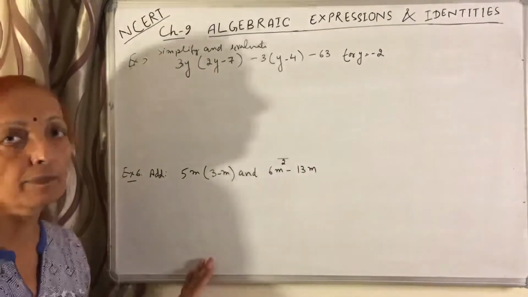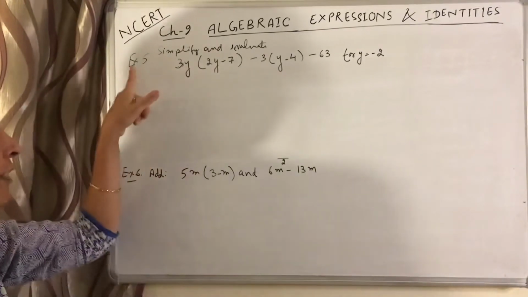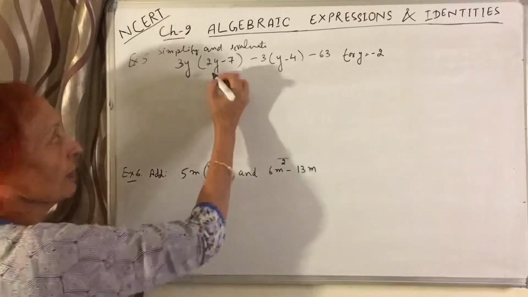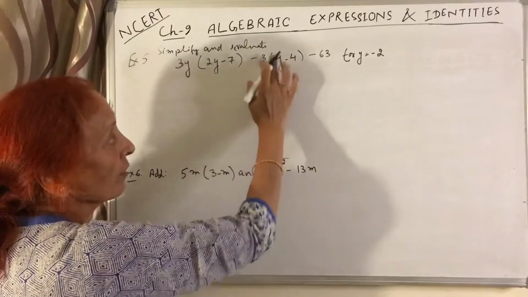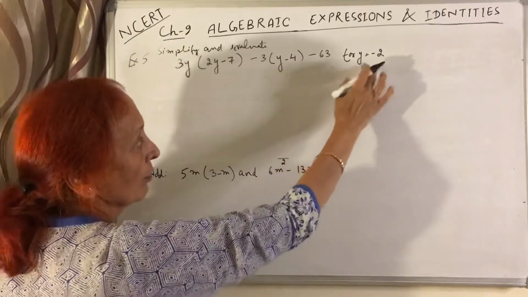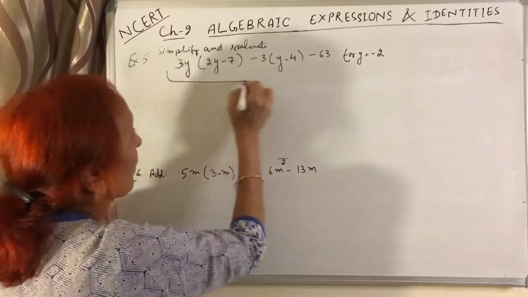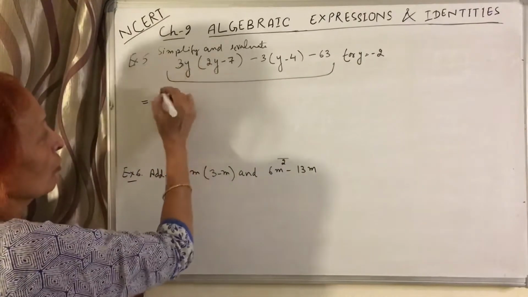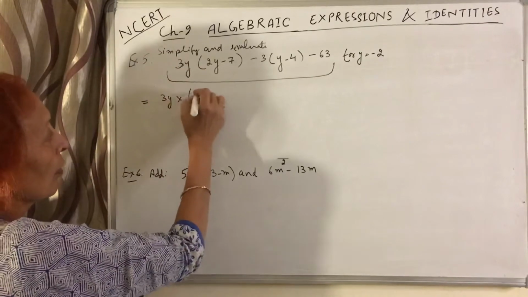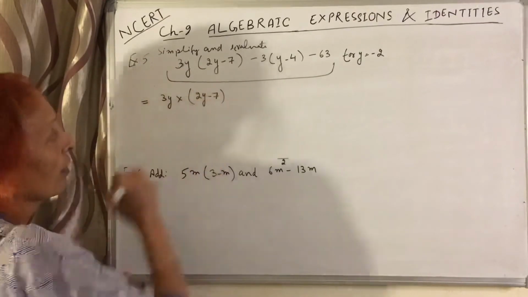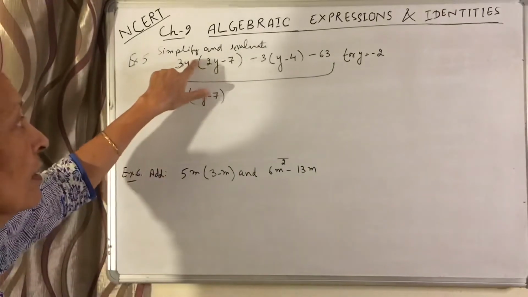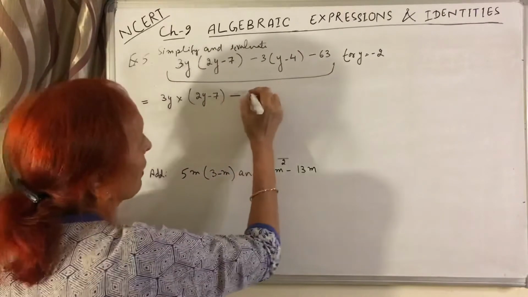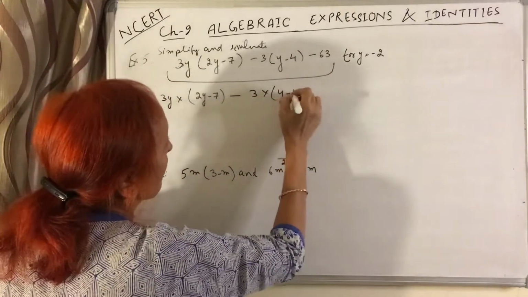Next we will take examples. Fifth, I have taken: simplify and evaluate 3y into 2y minus 7 minus 3 into y minus 4 minus 63 for y equals minus 2. First we will simplify this. So this is equal to 3y into 2y minus 7. When there is no sign, it means multiplication with the bracket, minus 3 into y minus 4 minus 63.